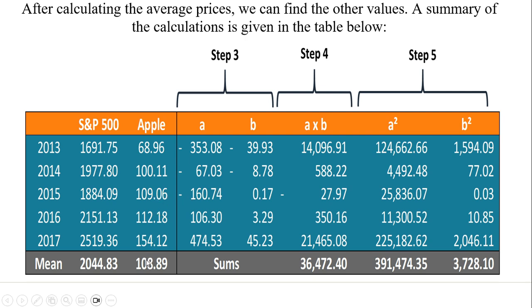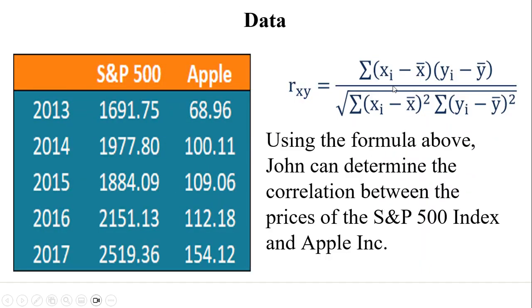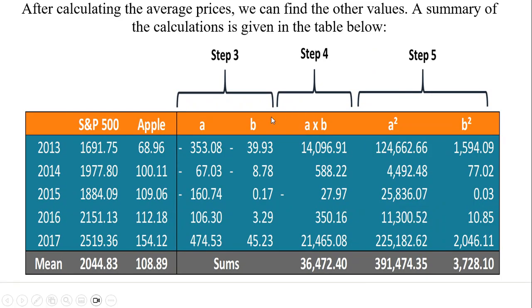109.806 minus this mean will give you this. When you have 112.18 minus 108.89, it will give you this. Then when you have 154.12 minus 108.89, you are subtracting these values one after the other from the mean to get this. Now this yi minus bar y is represented as B here. So now this is represented as B. Now we need to find what?